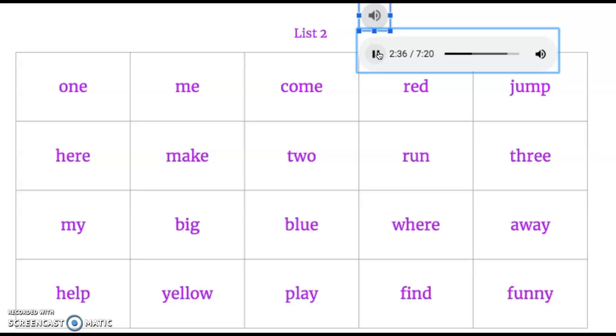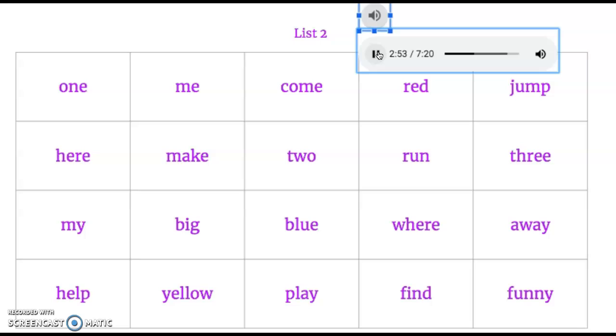The next word is two. This is kind of a tricky word. The T says T, the W is silent, and the O says ooh. Ooh. A sentence we could use is, I have 2 parents.